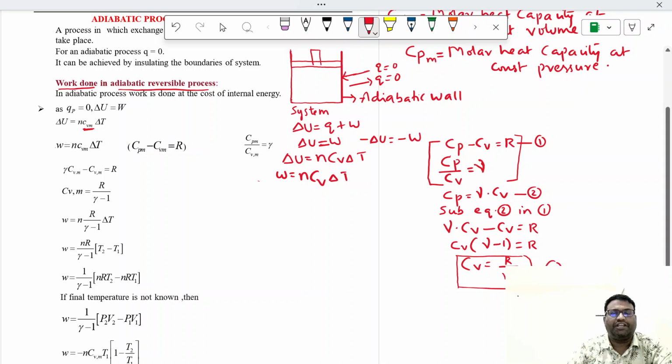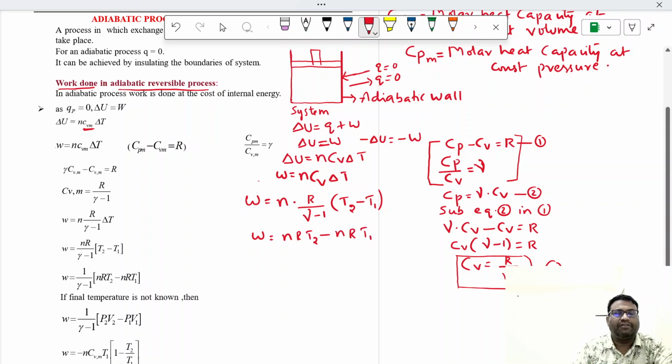Substitute equation 3 in this work done formula. So let us write work done is equal to n. Instead of Cv, I can write it as R by gamma minus 1 into delta T. Already we know that it is T final minus T initial. Final is taken as T2 and initial is taken as T1. I can write it as W is equal to nRT2 minus nRT1 by gamma minus 1.